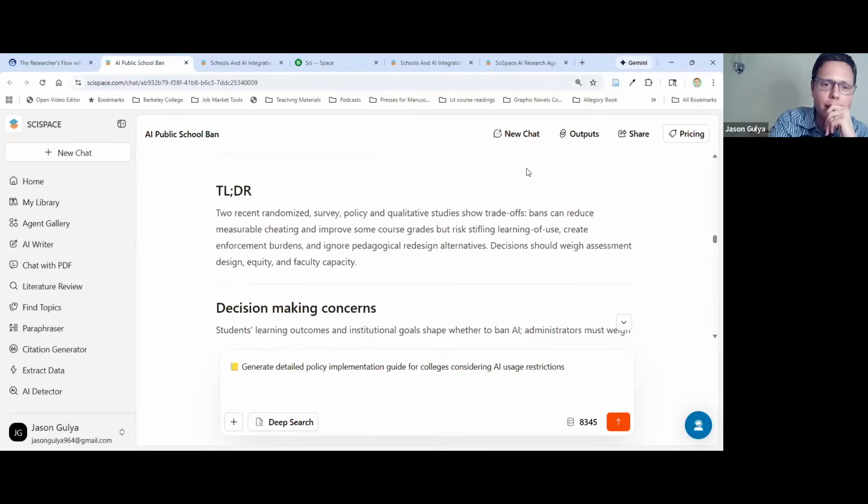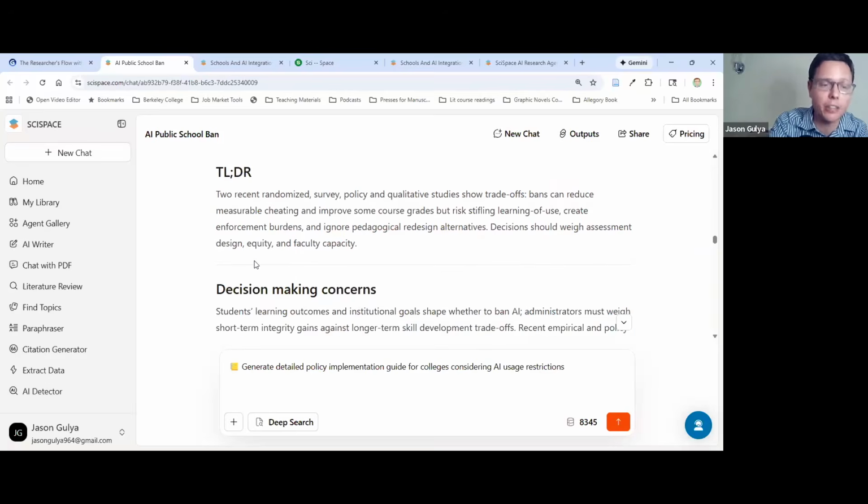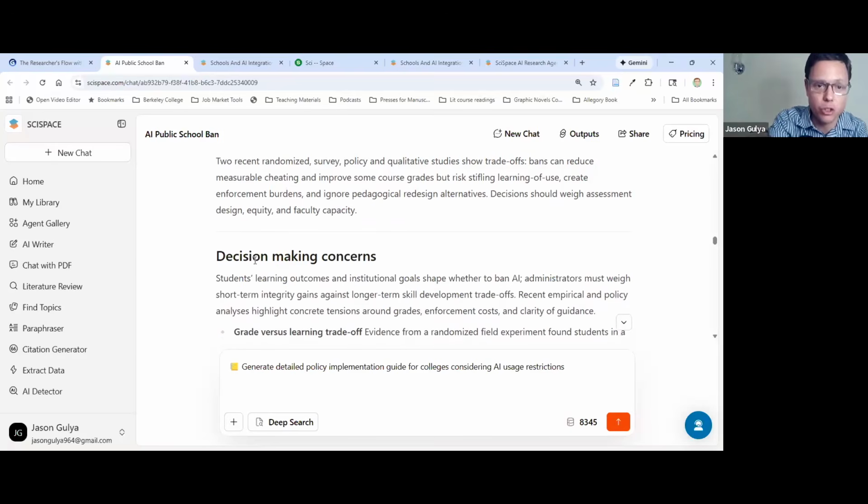All right. So, too long didn't read. Two recent randomized survey, policy, and qualitative studies show trade-offs. You can immediately feel the difference, even in the summary itself, right? It tells me decisions should weigh assessment design, equity, and faculty capacity. So it's giving me very specific pieces of information, and the style, the tone of the writing is so different.